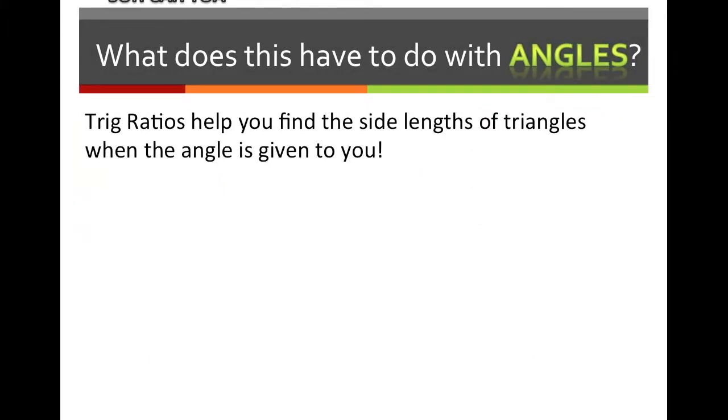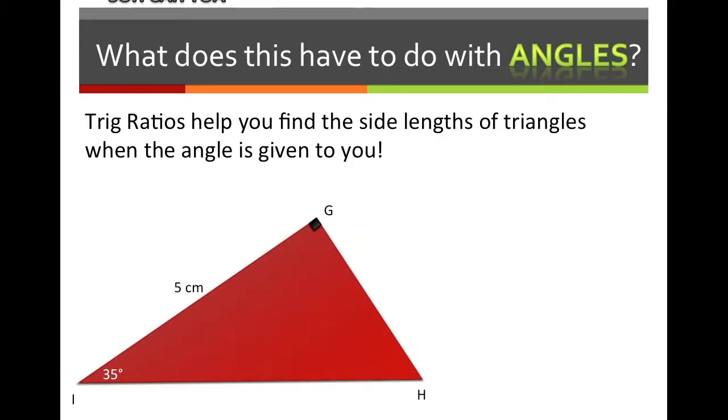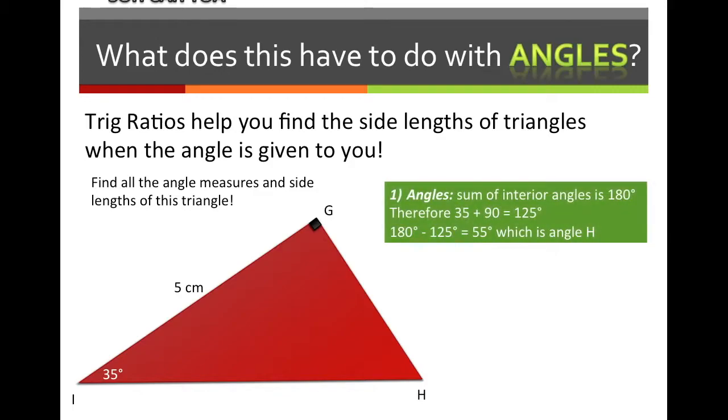What does this have to do with angles? Trig ratios help you find the side lengths of triangles when the angle is given to you. So here's an example. For the first time in this lesson, I've given you an angle measure. The question is, find all the angle measures and side lengths of this triangle. You already know, though, by the sum of the interior angles of a triangle, that you can find angle GHI by just subtracting 35 and 90 from 180. And we get that 55 is angle H.